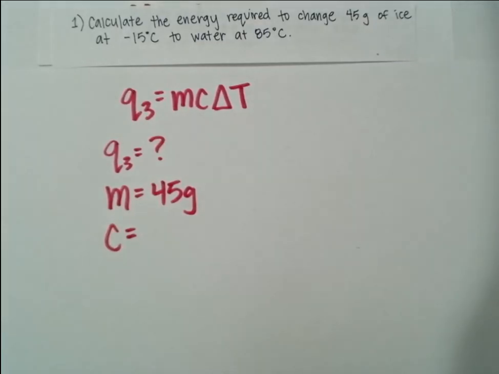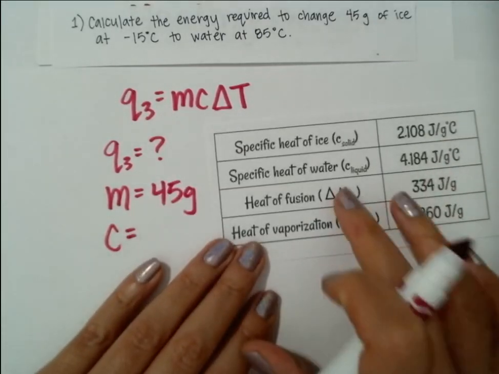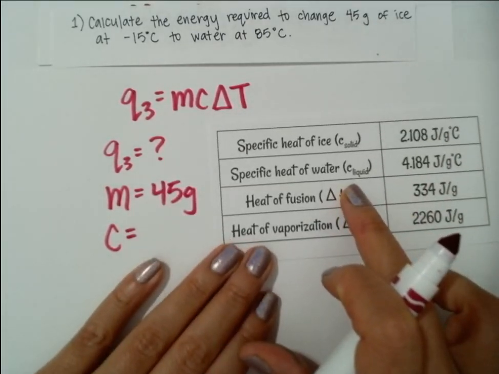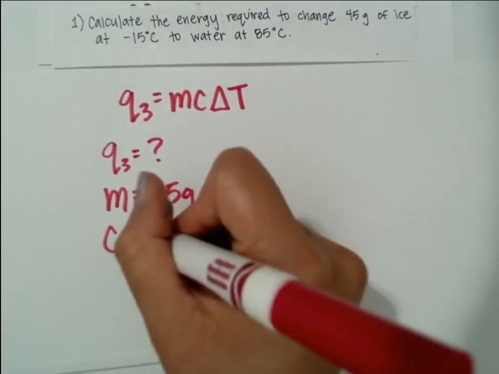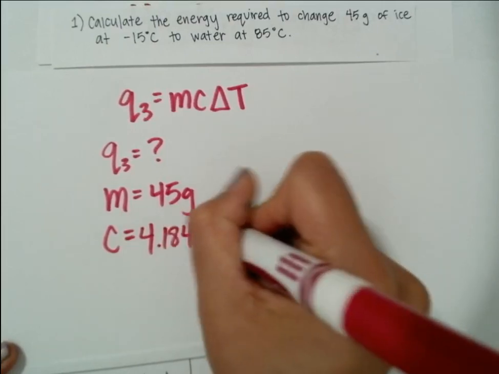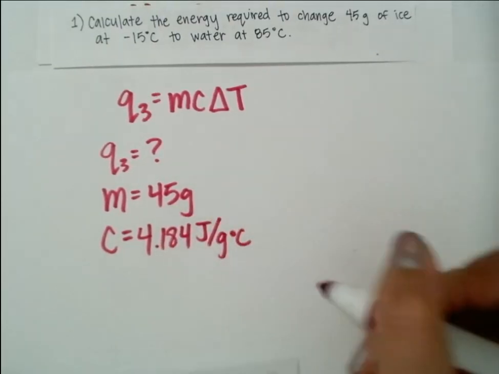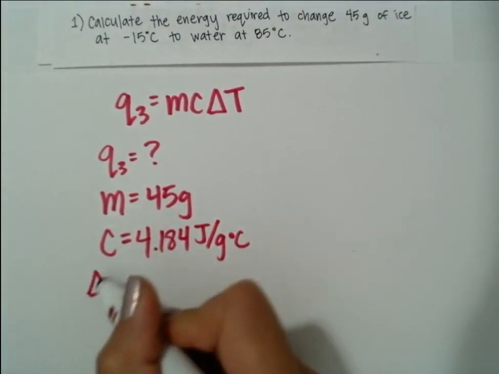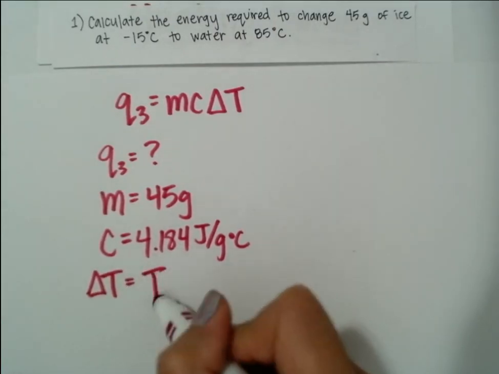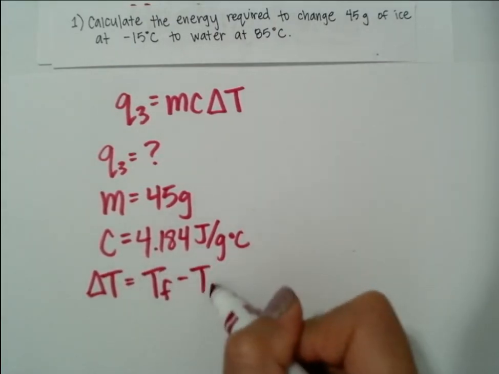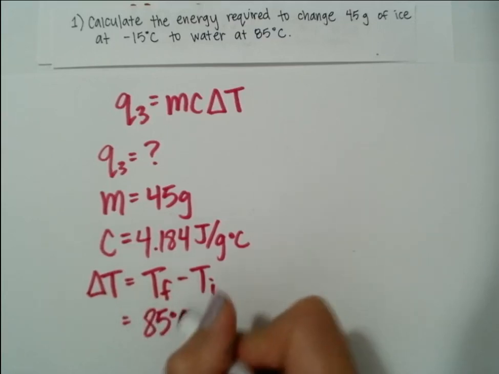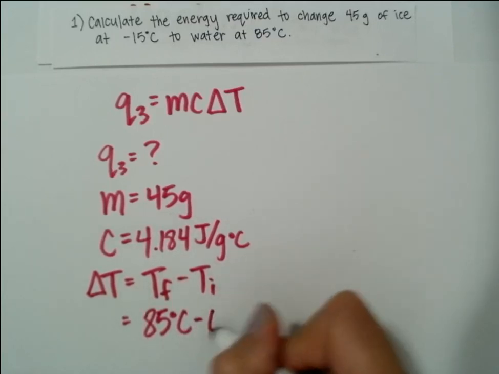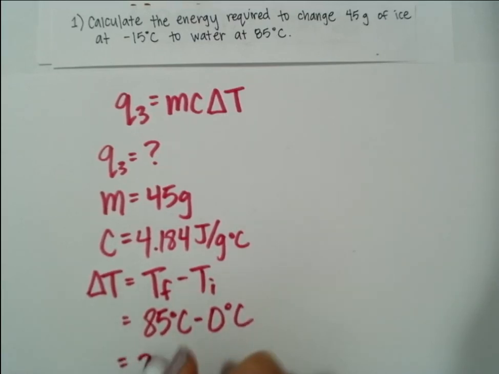C, now we are going to use the C value for a liquid because we're in the liquid phase now, so 4.184 joules per gram degree Celsius. And then your delta T is your change in temperature. Remember, T final minus T initial, which is 85 degrees Celsius minus 0. So that's 85 degrees Celsius.